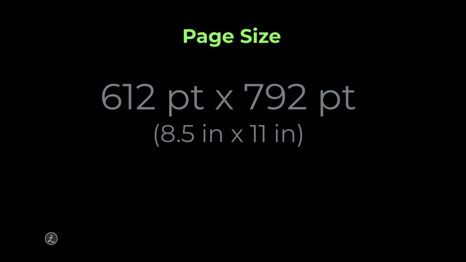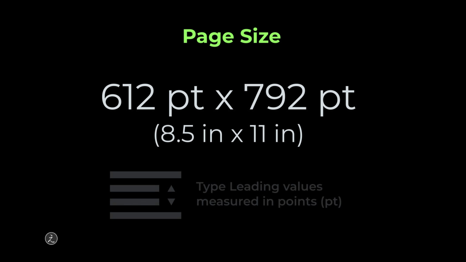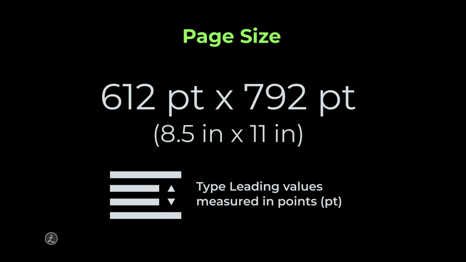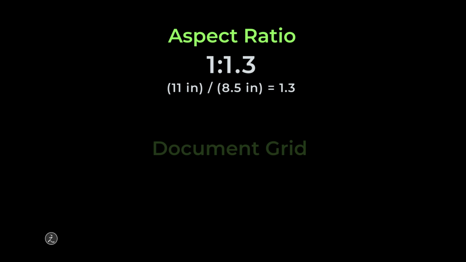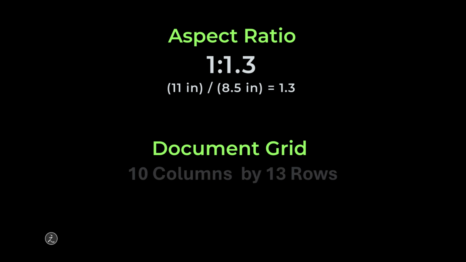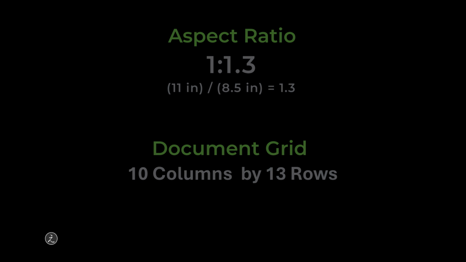So to calculate this, we are looking at the letter size in points, 612 by 792 points, since this is the unit of measurement we'll use, as the leading value is always measured in points. Now the letter size of this document has an aspect ratio of 1 to 1.3, and to maintain that aspect ratio, our page layout grid will have 10 columns and 13 rows. That will give us the most square grid for the layout.